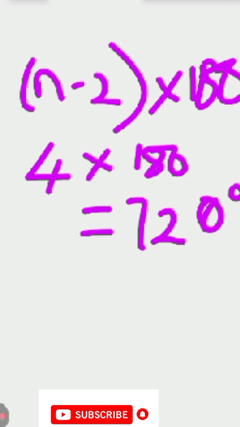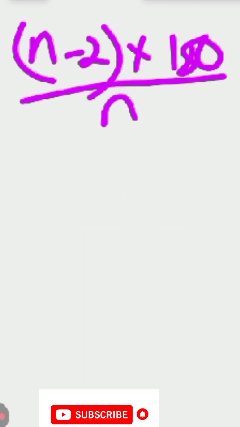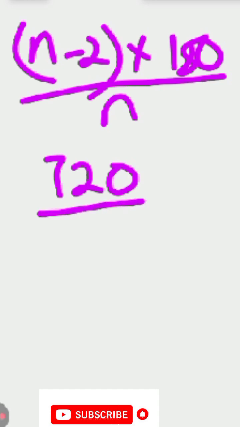Now we're going to find out each angle. If the sum of interior angles of a hexagon is 720, and a hexagon has 6 sides, what will each angle be? To get what each angle will be, what you simply do is divide by the number of sides. In our last question, we solved that of a hexagon, and we got 720 as the sum of the interior angles of a hexagon, and we're going to divide it by the number of sides in a hexagon. A hexagon has 6 sides, so let us divide it by 6.